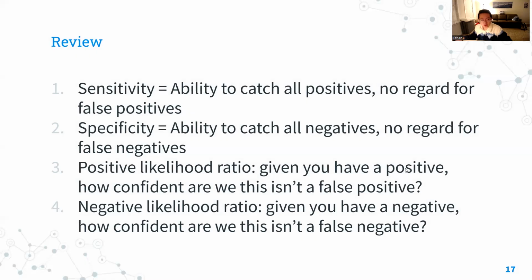So as a review, comparing and contrasting everything: sensitivity is the ability to catch all positives with no regard for false positives. Specificity is the ability to catch all negatives with no regard for false negatives. PLR, positive likelihood ratio, is: given you have a positive, how confident are we this isn't a false positive and that this really means you have the disease? Negative likelihood ratio, NLR: given you have a negative test result, how confident are we this isn't a false negative? How confident are we this negative test result actually means you don't have the disease?